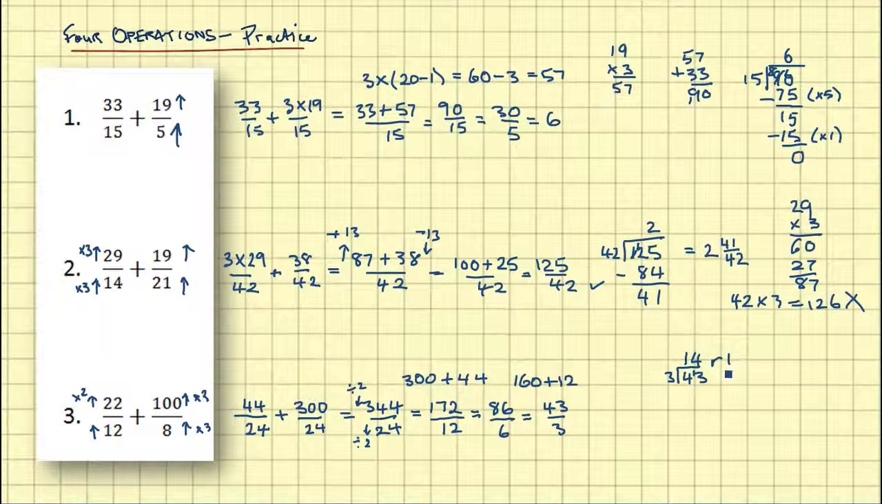Now 14 remainder 1 is a bit of an awkward figure. Think of it this way. We're dividing by 3. We've got 1 left over. So that means we've got 14 and 1 divided by 3. 1 divided by 3 is a third. So our answer is 14 and 1/3. Now you might want to do some checking.